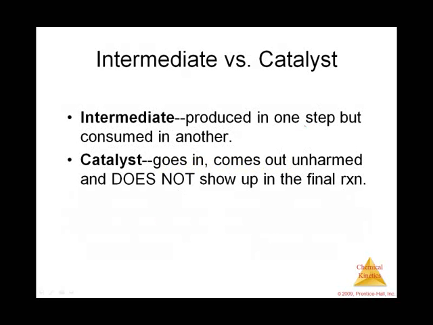We're going to talk about two different things that sometimes are confused. One is an intermediate and the other is a catalyst. Now you can identify an intermediate because you don't start with it. It's not one of the initial reactants, and it's not one of the final products. It is something that gets produced in one step and consumed in another. So it's not there in the beginning, it's not there in the end, it's just there along the way. As opposed to a catalyst, which is there at the beginning and there at the end. It goes in at the beginning, it comes out at the end, and it still shows up in the final reaction as itself. It doesn't change in the process.